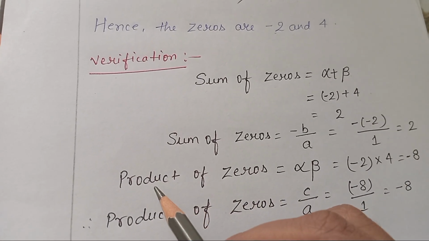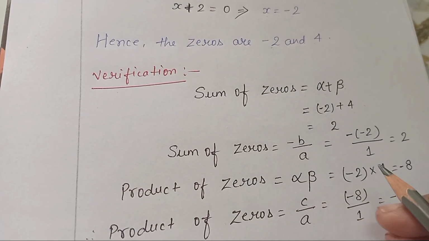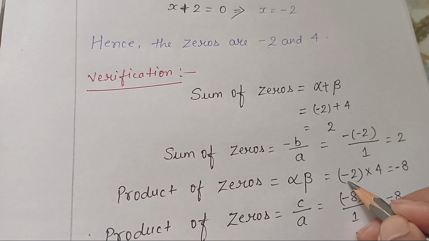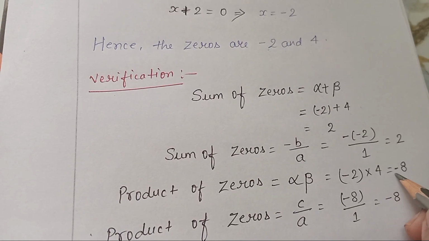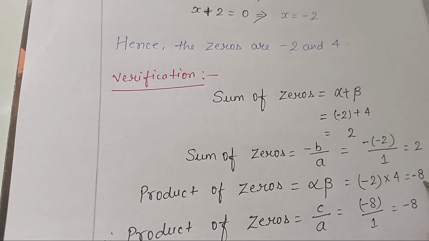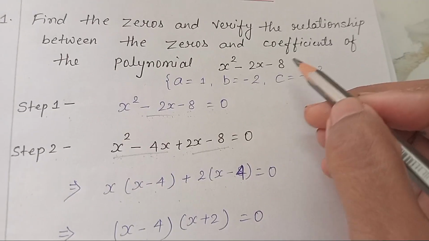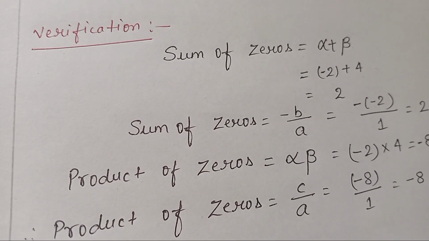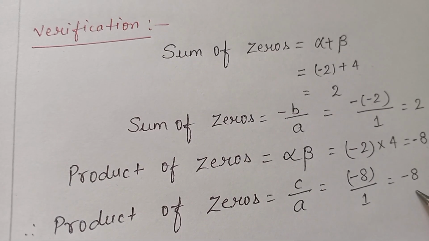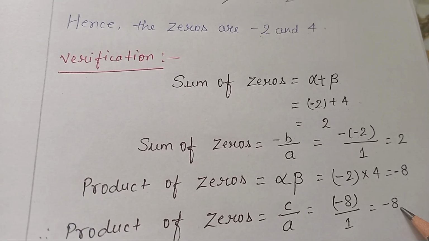Again, product of zeros is equal to alpha into beta. Here the value of alpha is minus 2 and beta is 4. Minus 2 into 4 becomes minus 8, and according to the formula it's equal to c upon a. The c value is minus 8. Minus 8 upon 1 is equal to minus 8. Both are equal again and it's verified.